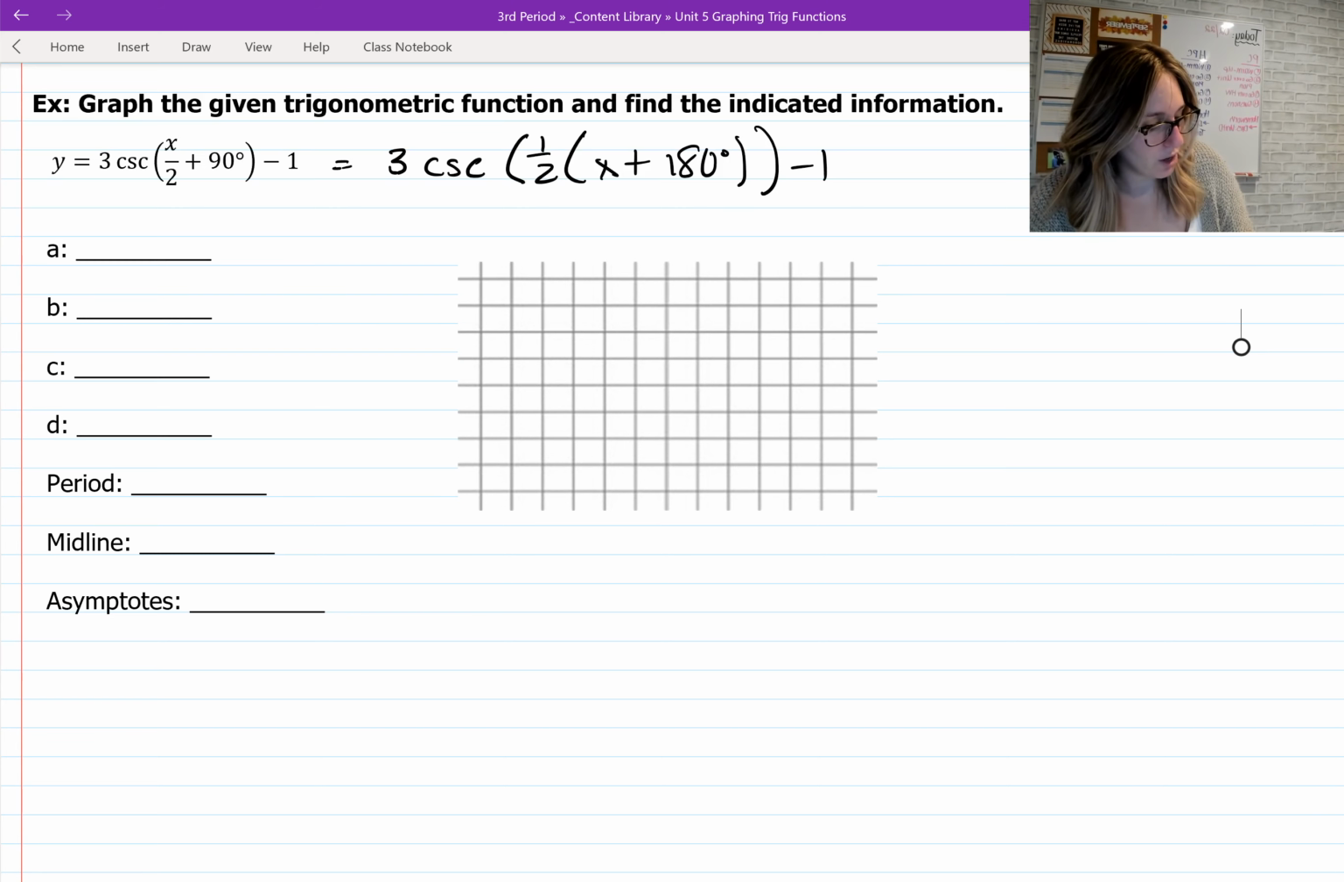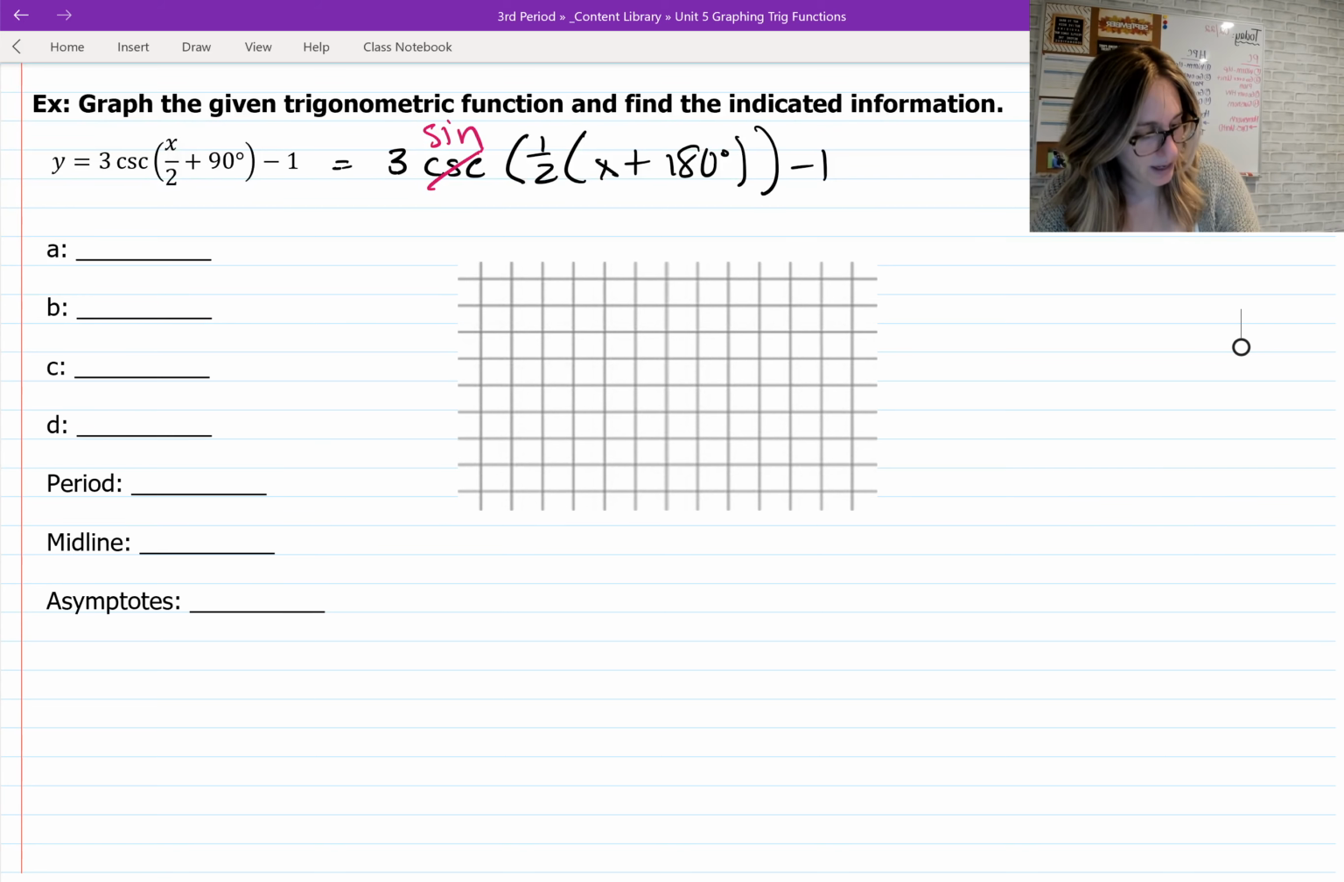Okay, so here's what I'm graphing. Now, I'm not actually going to graph cosecant. I'm going to ignore that until the very end. I'm going to graph this as if it was sine, because cosecant is the reciprocal of sine. So I ignore cosecant, write sine over top, and just graph it.